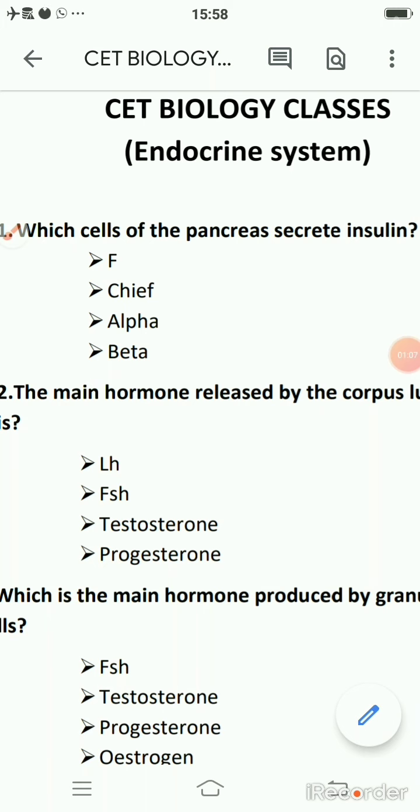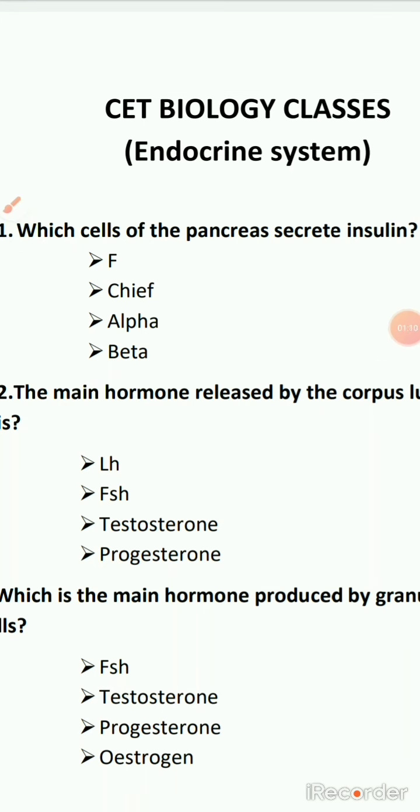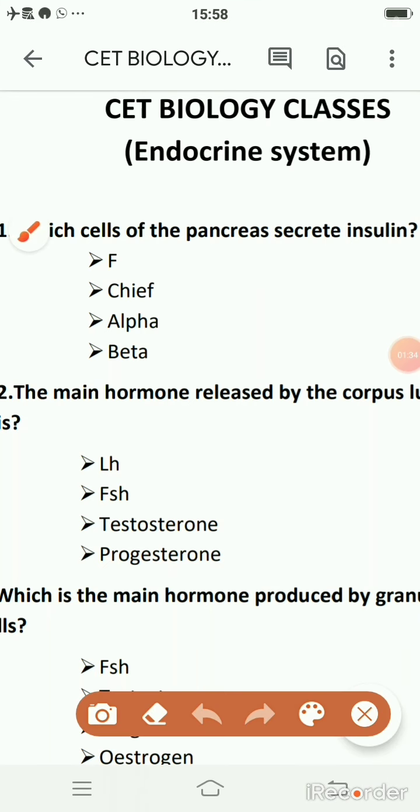Next, move on to the chief cells. The chief cells are the gastric chief cells, primarily known as zymogenic cells or peptic cells. These cells are in the stomach, and they release pepsinogen and chymosin. So this is also not the right answer.